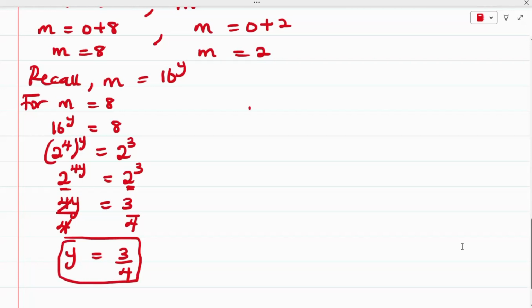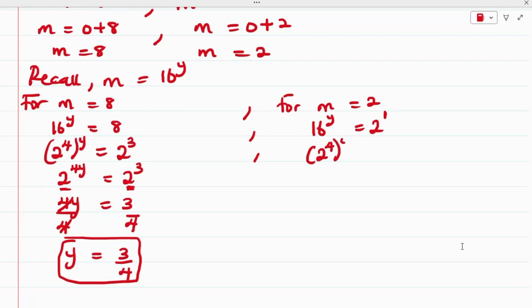Now we're going to solve for m equals 2. We already know that m is 16 raised to the power of y, which is equal to 2, and this is raised to the power of 1. Now 16 in terms of 2 is 2 raised to the power of 4, raised to the power of y, which is equal to 2 raised to the power of 1.